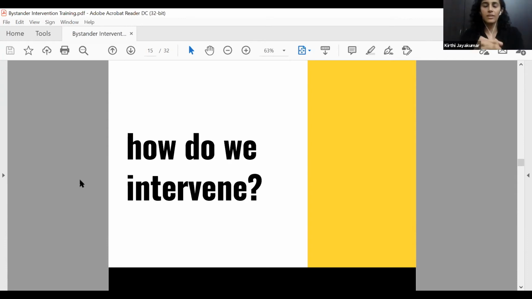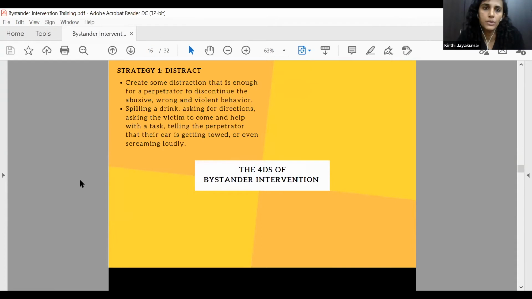Right, so now we're going to get into the actual part. How do we intervene? The first strategy that I found super useful is to distract. It simply is exactly as it means, to create a distraction that is enough for a perpetrator to discontinue whatever they're doing that is abusive, wrong, or violent. Now, what could this look like? This could look like spilling a drink, asking for directions, calling the victim aside as though you were asking what the targeted person really if they're not already targeted, calling them aside as if you're giving them a task, using your authority in that position. For instance, even crying out loud as though you were being threatened or you're in danger.